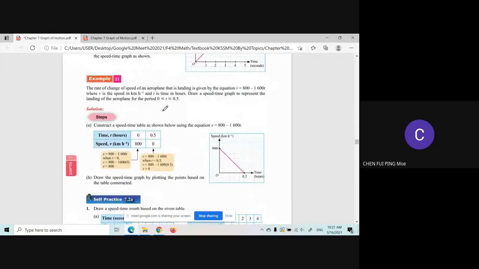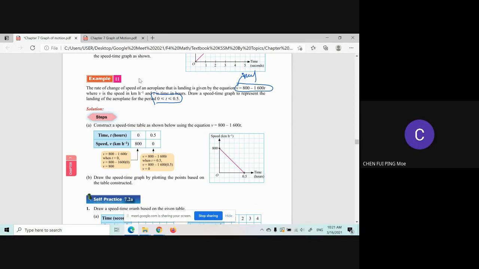Example 11. The rate of change of the speed for an aeroplane that is landing is given by the equation. V is the speed in kilometers per hour, meaning that this one is speed. T is the time. Draw a speed time graph represented by the aeroplane for the period from 0 until 0.5. So construct a speed table.